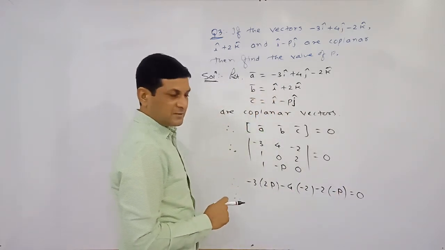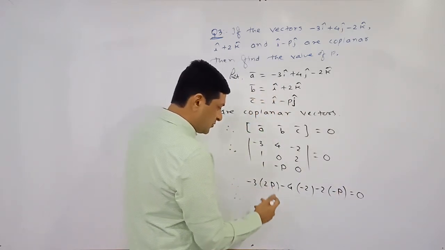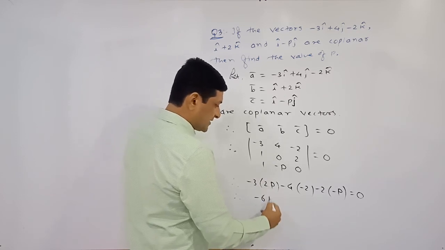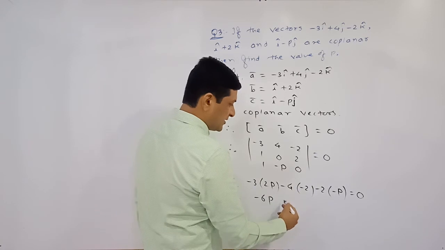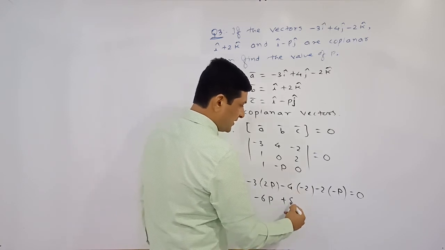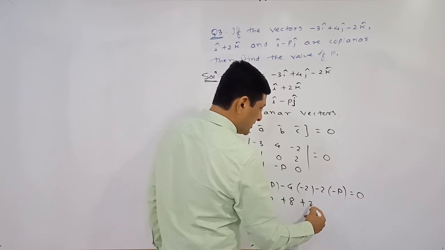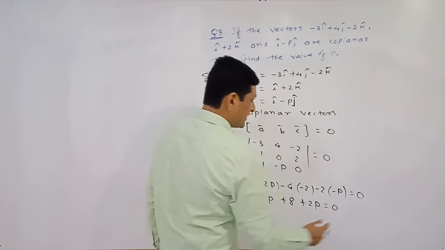Now we are collecting, first simplified. So 3 into minus 3 into 2P is minus 6P. Here minus into minus will become plus, and 4 2s are what? 8. Here minus into minus will become plus, and 2 into P will be equal to 2P. On this side keep 0 as it is.